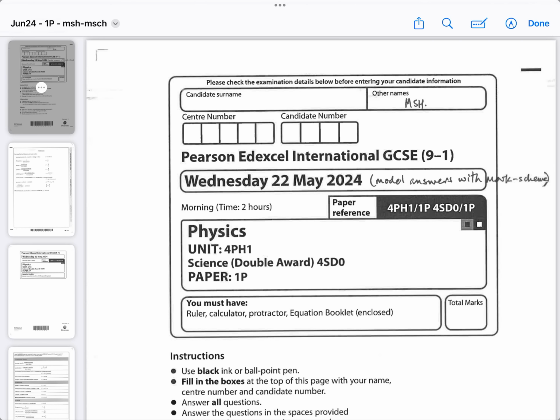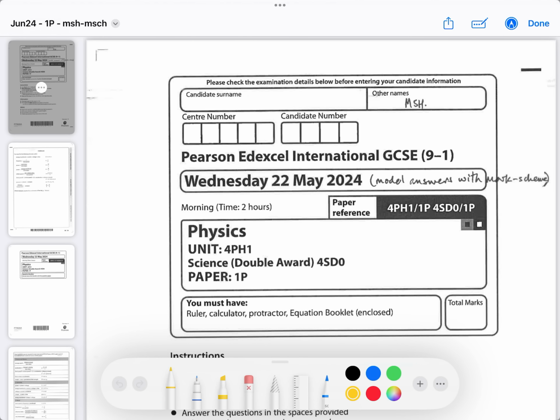Okay, today's run through is going to be an IGCSE Edexcel paper for physics and double science students, paper 1, and it's from last summer. So it's quite a recent one. So it's the May 2024. So I've got my model answers, and interwoven with my model answers, I'll show you the mark scheme.